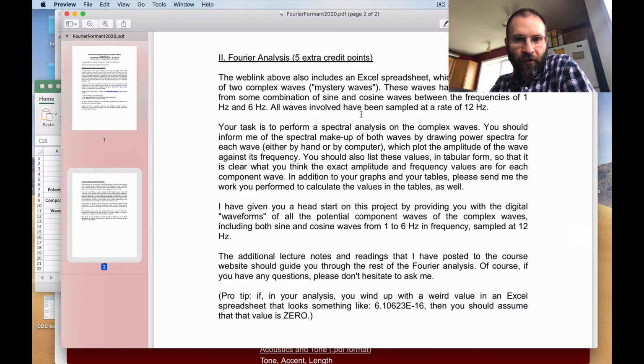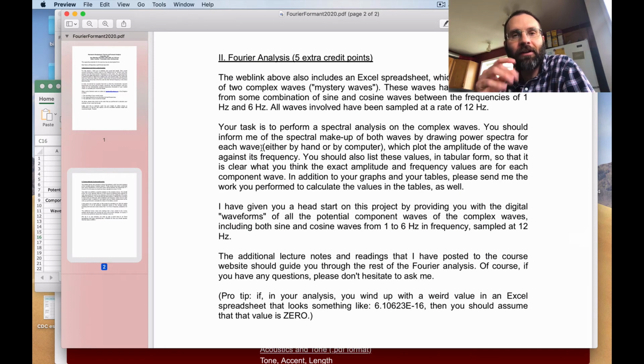And I think I've said most of what you need to know here already. The waves have been constructed from some combination of sine and cosine waves between the frequencies of 1 hertz and 6 hertz. All waves involved have been sampled at a rate of 12 hertz. Your task is to perform a spectral analysis on the complex waves, so you should inform you of the spectral makeup of both waves by drawing power spectra for each wave.